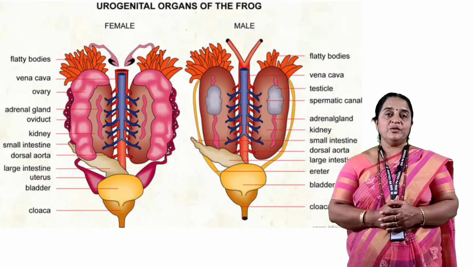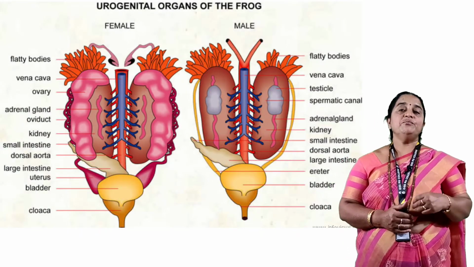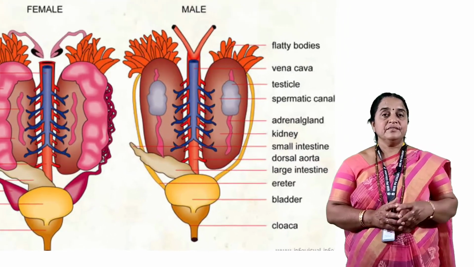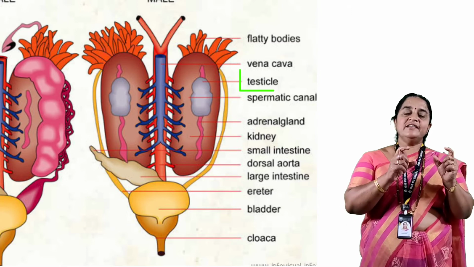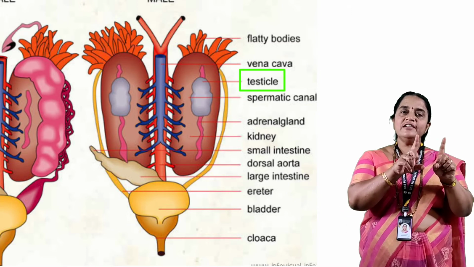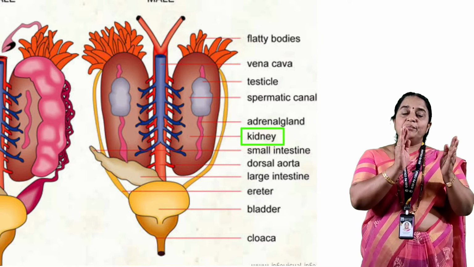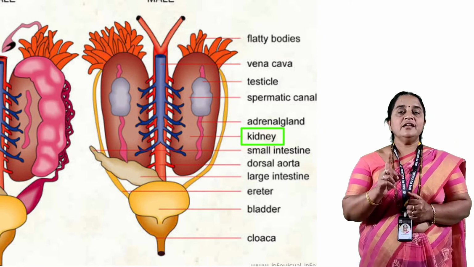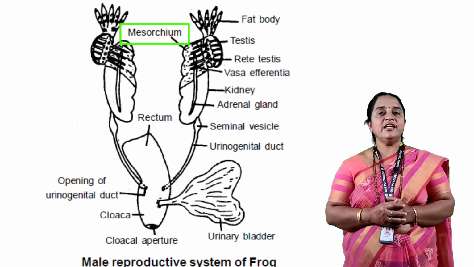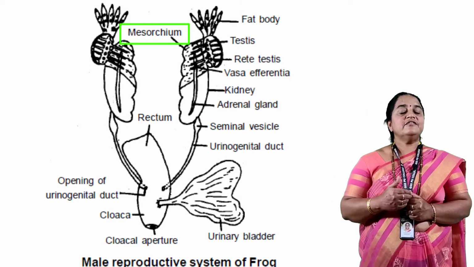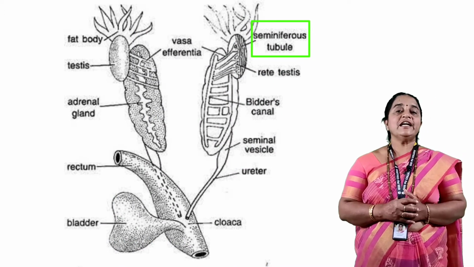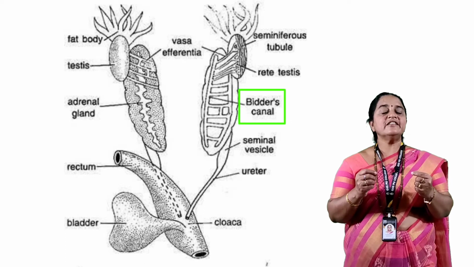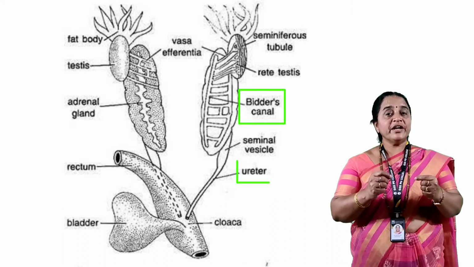Thus, when we move on to the male and female reproductive system, this is very important from the exam point of view. When you look at the male reproductive system, it has paired testes very near, along the ventral side of the kidneys, protected and covered by a thin connective tissue capsule called mesorchium. Testes will produce the sperms in the seminiferous tubules. These sperms are collected by a small duct called Bidder's canal, which connects to the ureter.